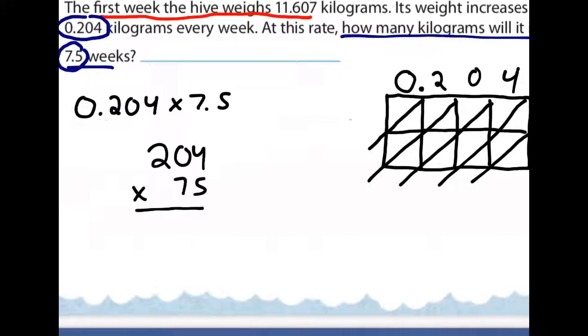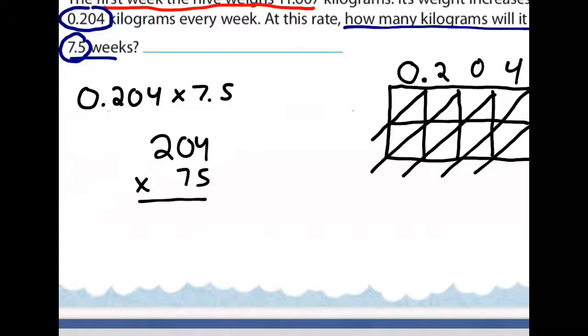So for traditional, I'll switch to blue here. I have 5 times 4 is 20. Write the 0, carry the 2. 5 times 0 is 0, plus 2 is 2. 5 times 2 is 10. So my first set of numbers is 1020.